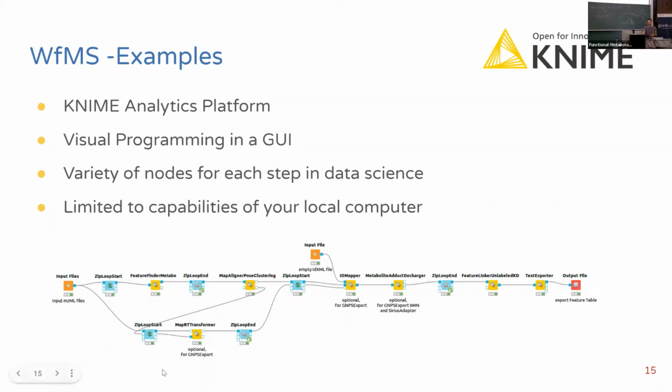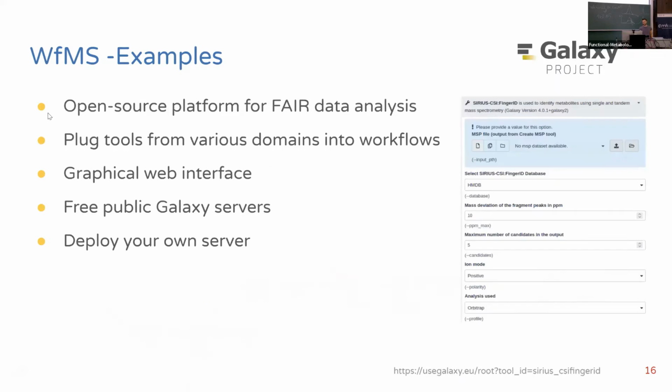And you would get these nice status indicators with the green lights if a node executed successfully. You have standardized input and output ports, which is great, and you have a lot of different nodes in the KNIME system for data science and also for mass spec analysis. But it's limited to the capabilities of your local computer because you cannot run it on a server. KNIME offers a server solution, but that is an enterprise version.